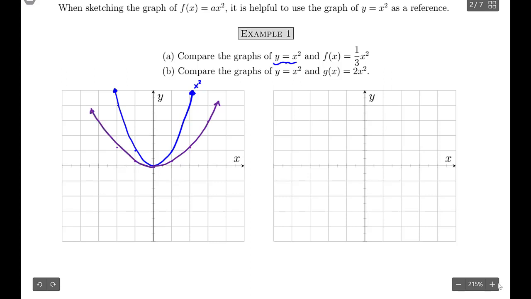Man, I'm on my game today. My graphs don't look that bad. They're not great, but they're not horrible.